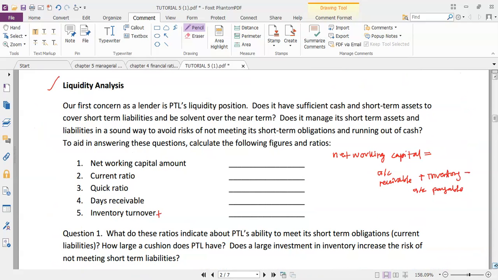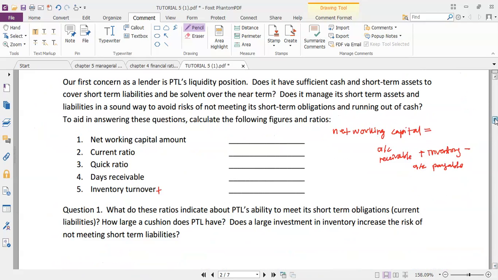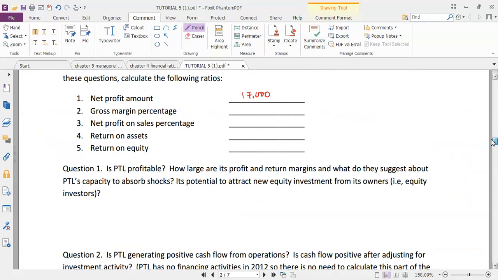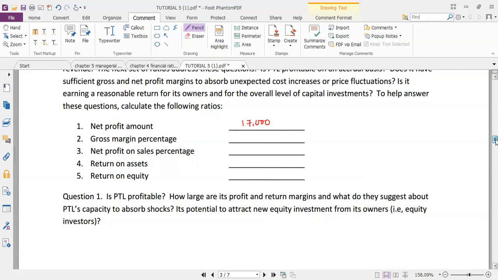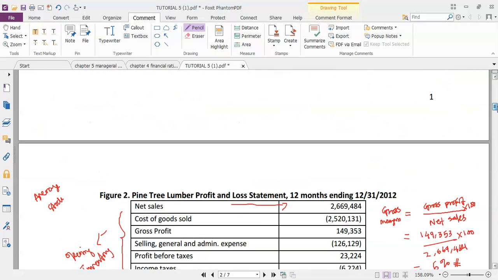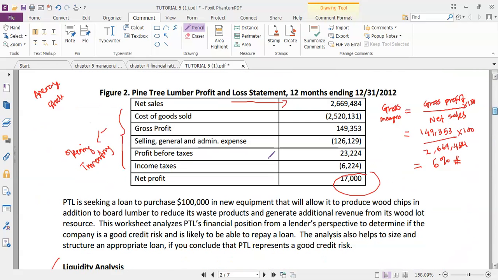Next, let's calculate the net profit on sales percentage. Net profit on sales means net profit divided by sales. Net profit margin. 70,000. Yes.